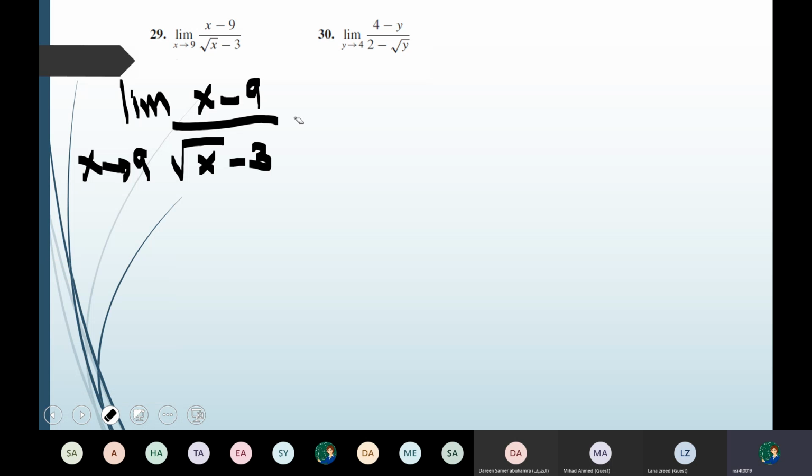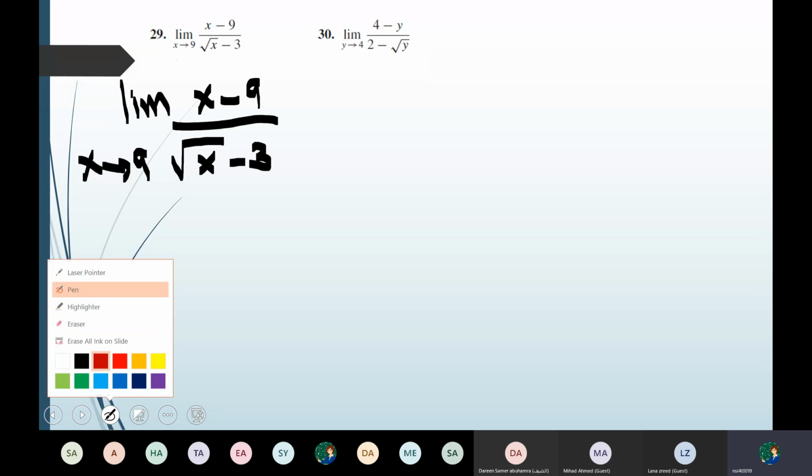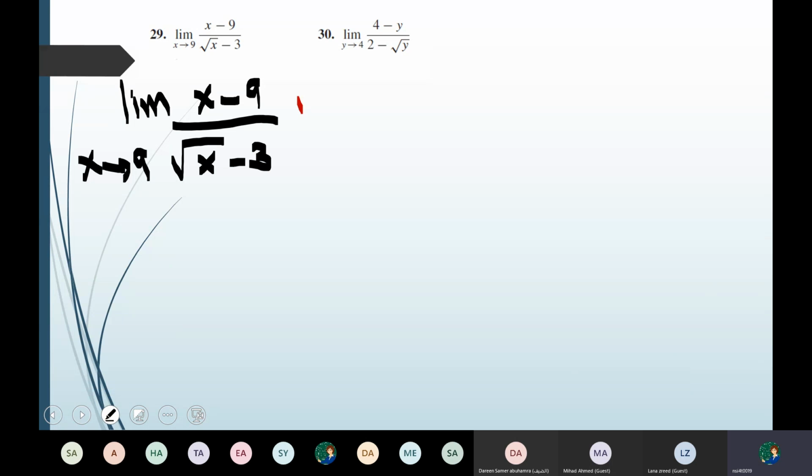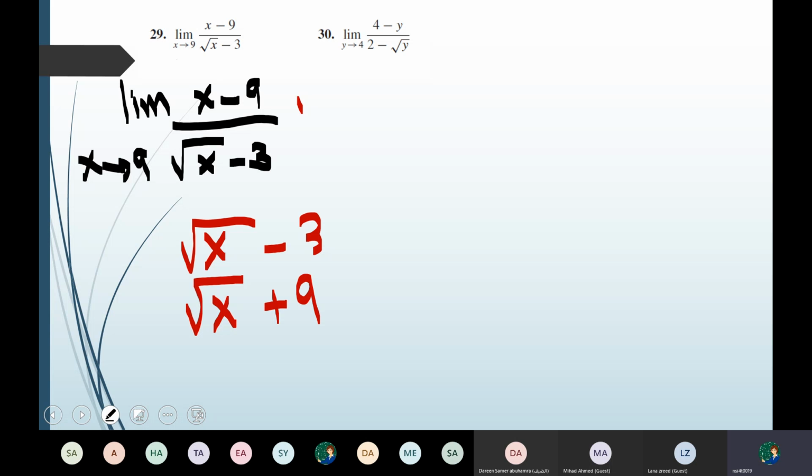Look at the denominator here, or look at where we have a radical function. It is in the denominator. We have a square root of x minus 3. Let's now write its opposite, which is square root of x, but instead of minus, what? Here it's square root of x minus 3. You have to write it as square root of x, but plus 3.